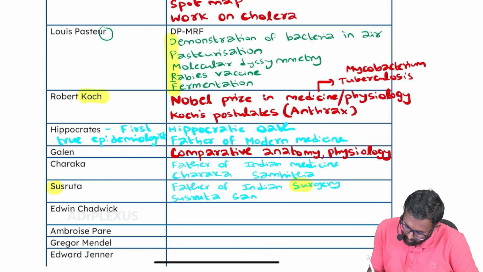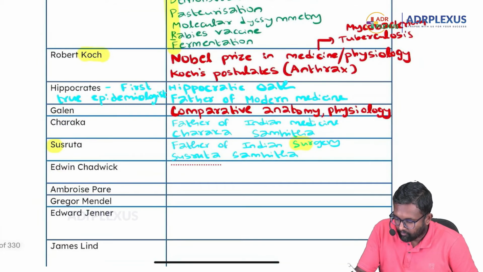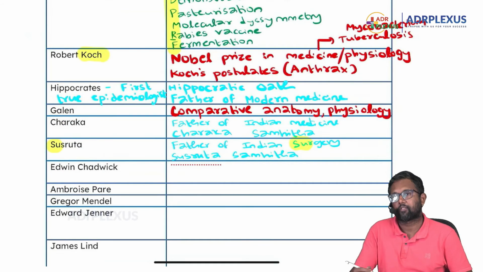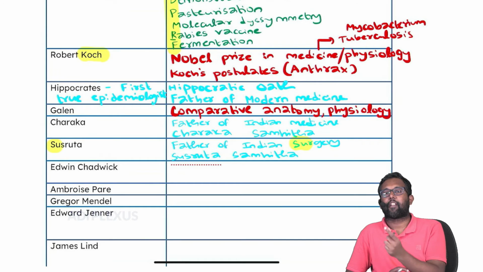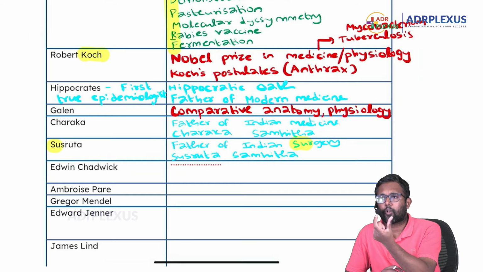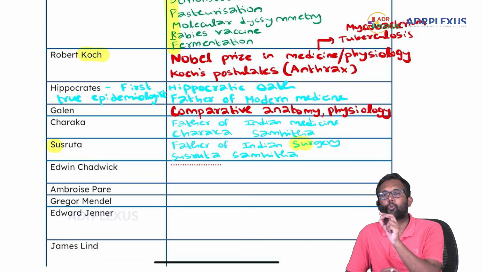It's called Sushruta Samhita. So next is Edwin Chadwick. What do you think about Edwin Chadwick? We studied Edwin Chadwick. What phenomenon? That phenomenon is called what? What is that phenomenon? Two words for Edwin Chadwick.